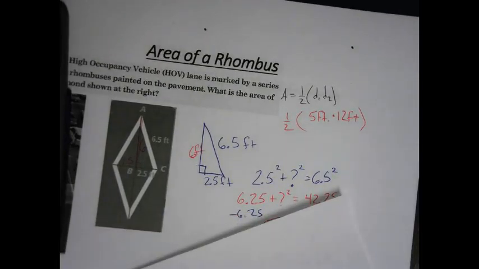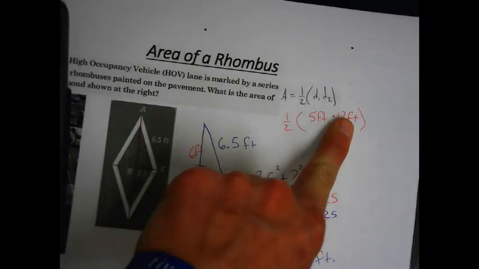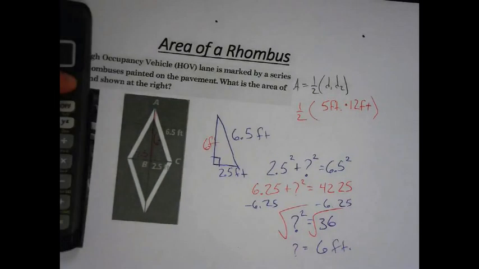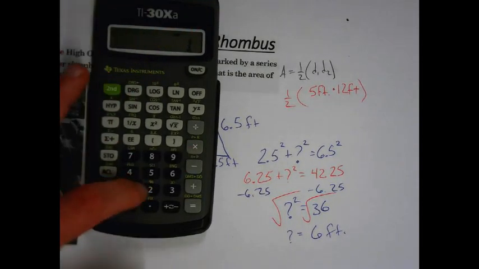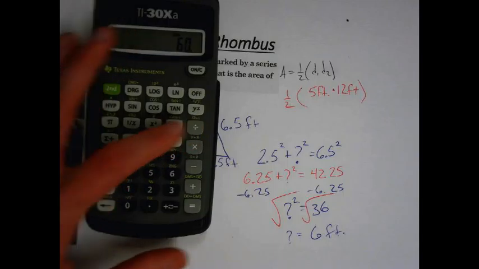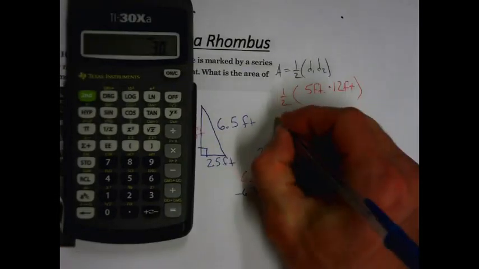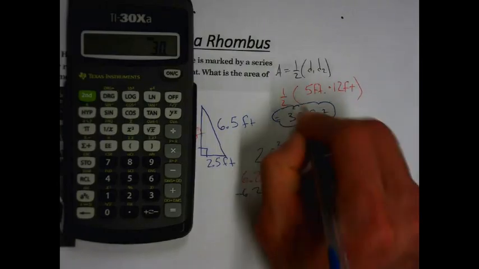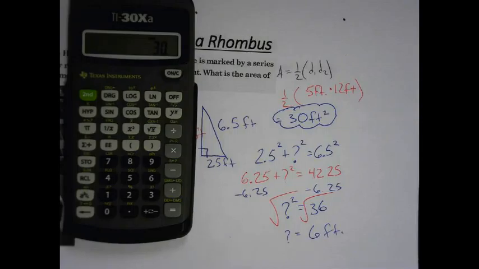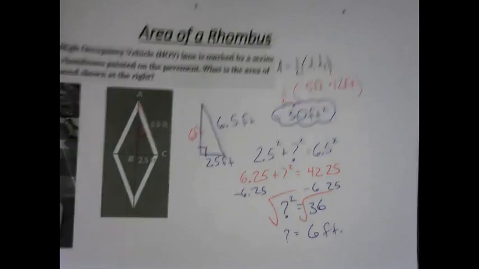So we can do calculator work, we can do mental math even, because half of 12 is 6. 6 times 5 is 30. Okay, so we know the result is going to be 30 square feet, or we can use the calculator. 5 times 12 equals 60, divide by 2, and then we find out it's 30 units. So we know what we're going to get is 30 square units, or 30 square feet in this case. Okay, and that's how we use trigonometry to get us to the area of a rhombus.